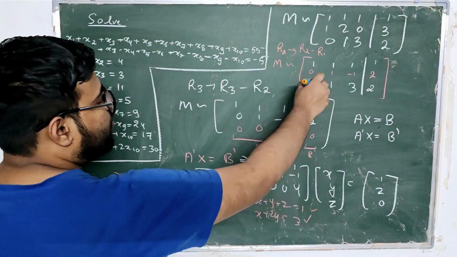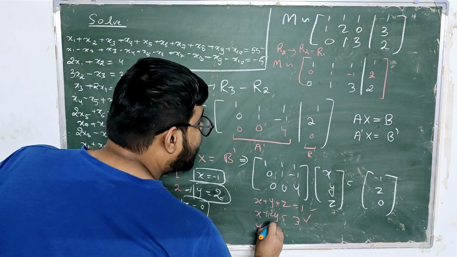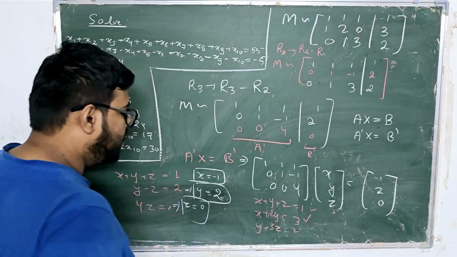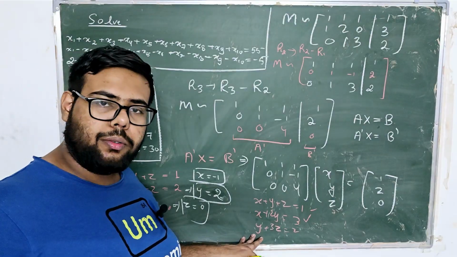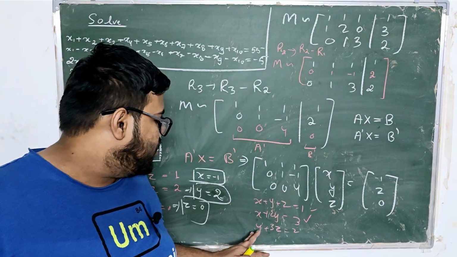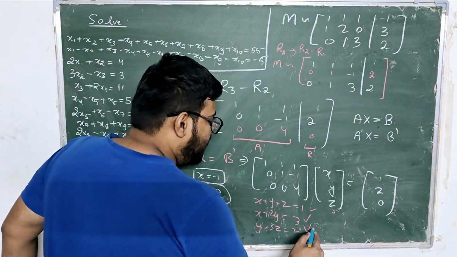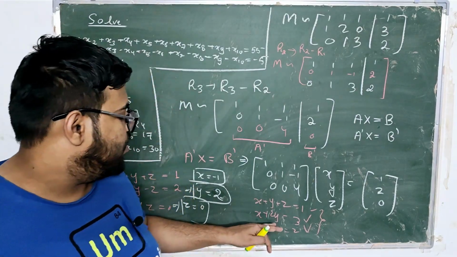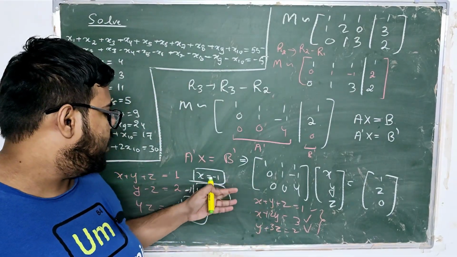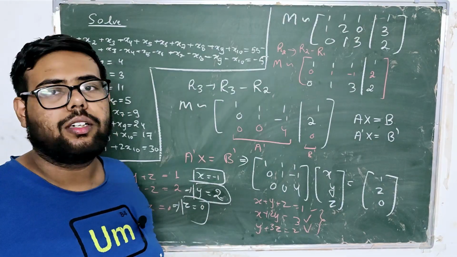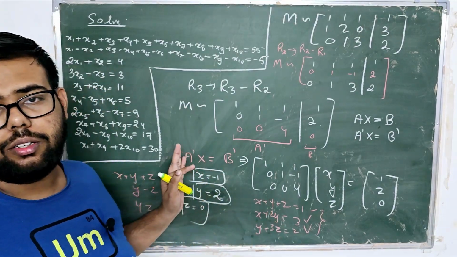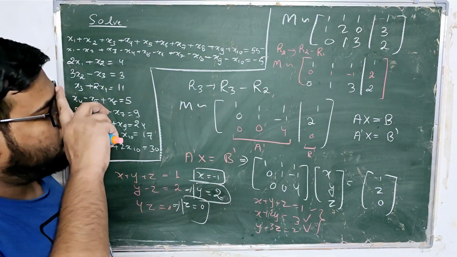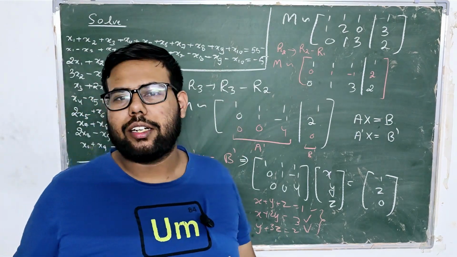Now this one, y plus 3z is equal to 2. Now what is y? y is equal to 2 and z is equal to 0. So this equation is also satisfied. So all the three equations are satisfied. It means that this is the root: x is equal to negative 1, y is equal to 2 and z is equal to 0. They are the only root, the unique solution of this system of linear equations.